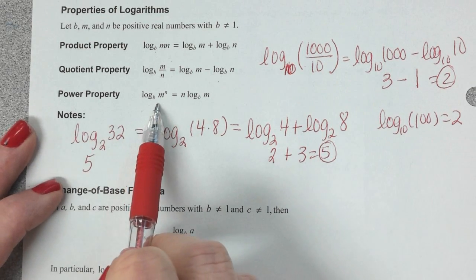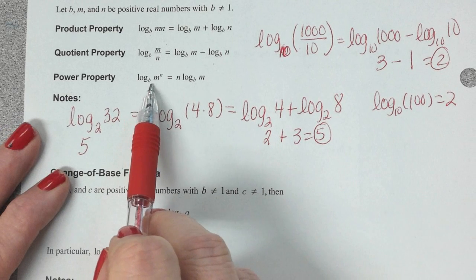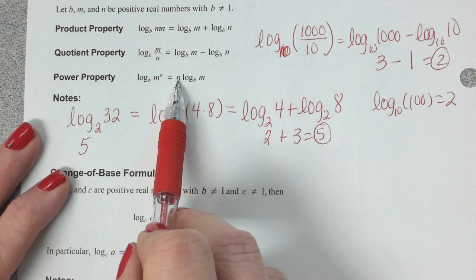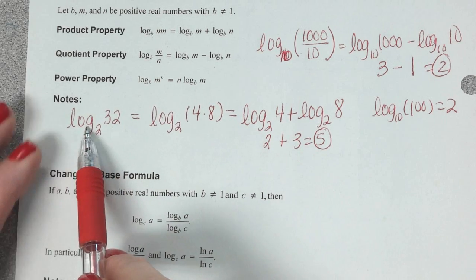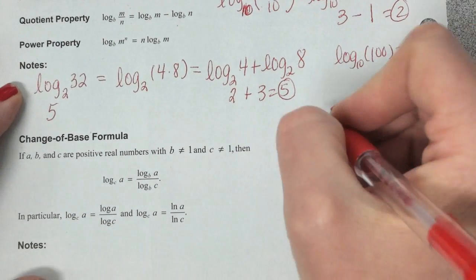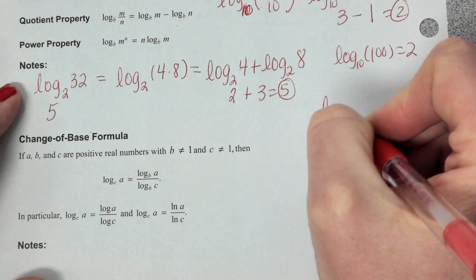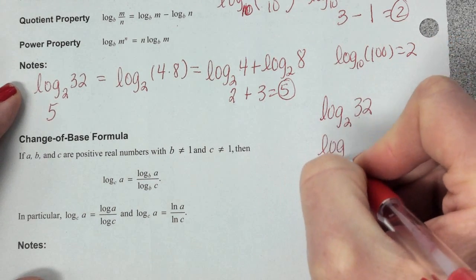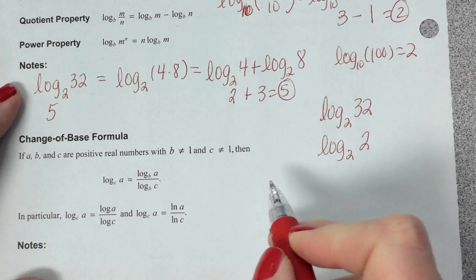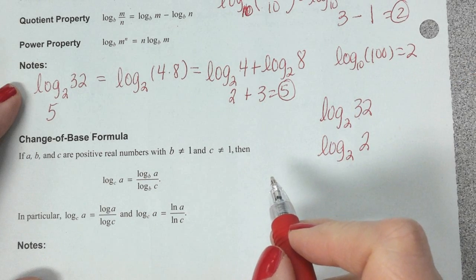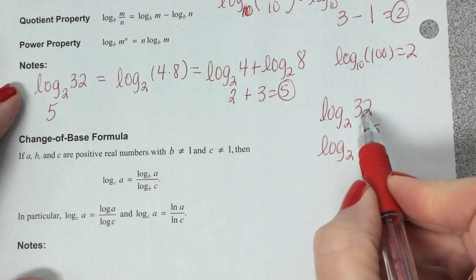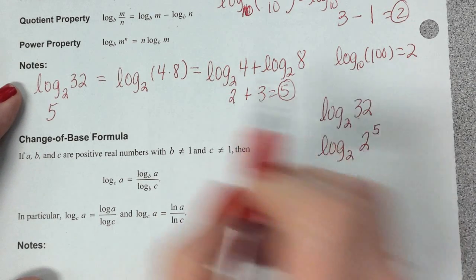The third one is the power property. And this is this. If we have log base b of m to the n, we can just bring the n out in front. We could do this problem again based off of that. Look at this. Log base 2 of 32. 32 is 2 to what power? 2 to the 5th, right? We just did that. So another name for 32 is 2 to the 5th.